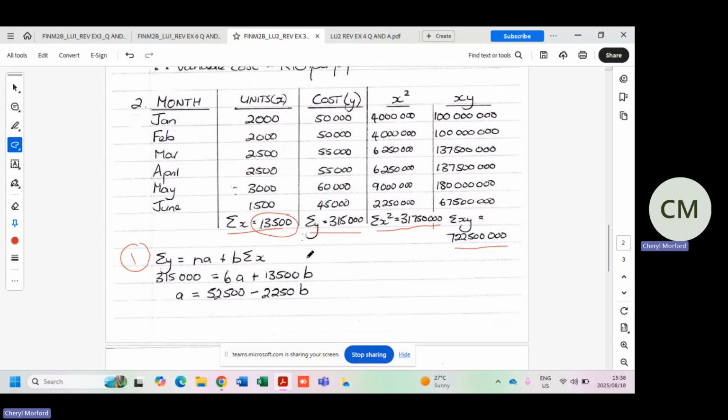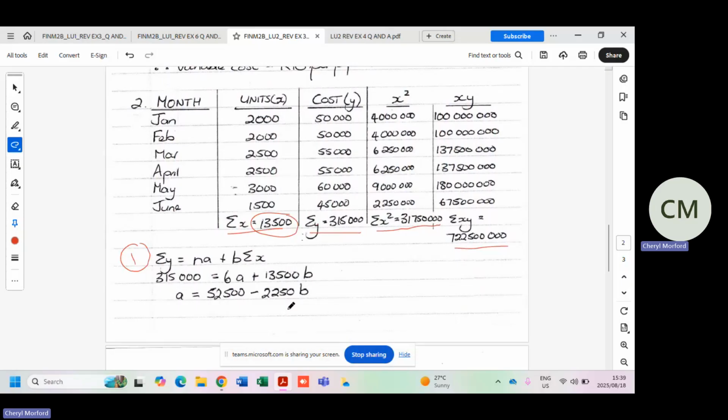And instead of making it look clumsy and saying B, 13,500, we just change the order. Then what are we going to do? Okay. Maybe you don't want to skip a step, but we're going to write it out in terms of A rather. So that would be 6A, going to move the A to the other side, is equal to 315,000 minus 13,500B.